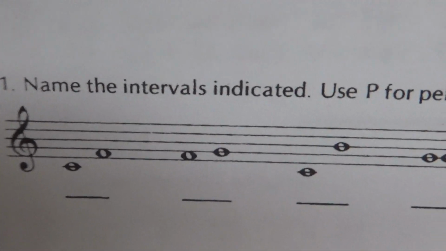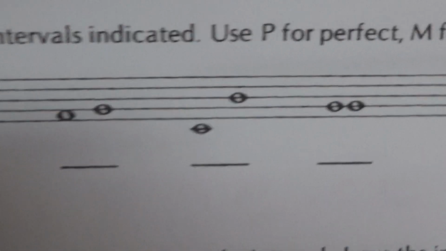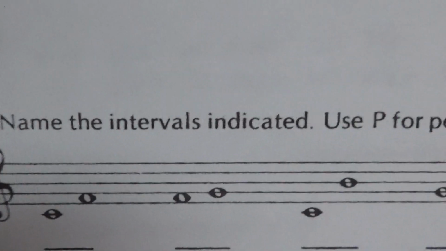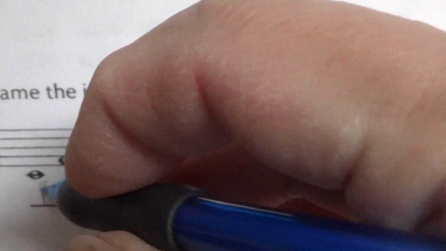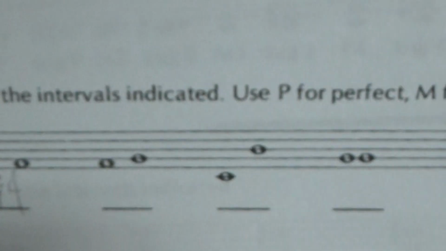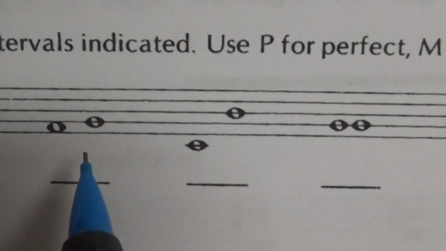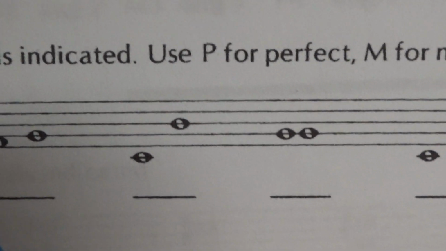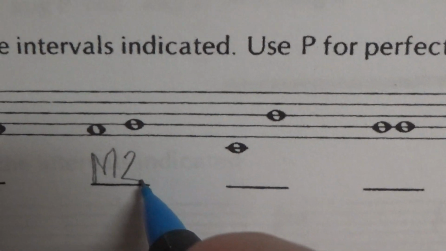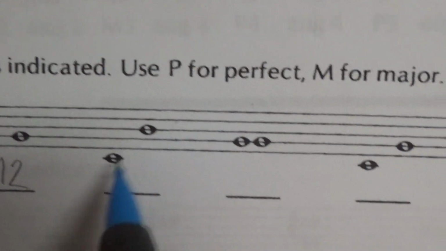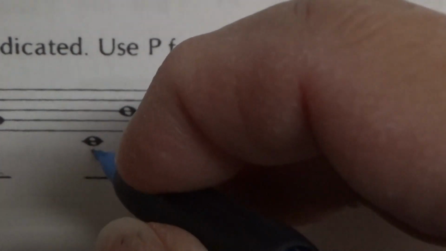So you're going to name the intervals indicated. If you don't read notes, I'll just tell you the letter names. C to F, we'll call it a perfect fourth, so put P4, right? Then the next one, F to G, is a second, so it's called the major second. Then C to B, what interval is that? It's the seventh, so we'll call it the major seventh.